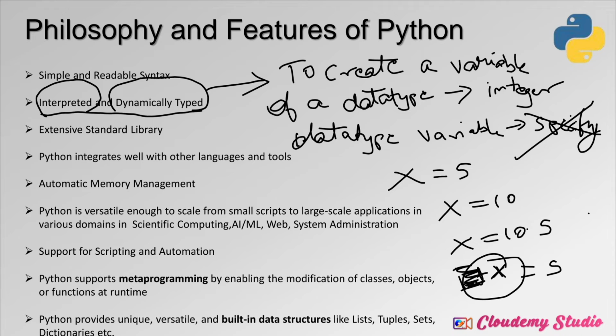So for example, I want x to be a float. I will write x is equal to 1.5. So internally it is understood that x is float type data. If I want it to be a string, that is x is equal to 'b'. So internally it is understood that x is a character in this case.